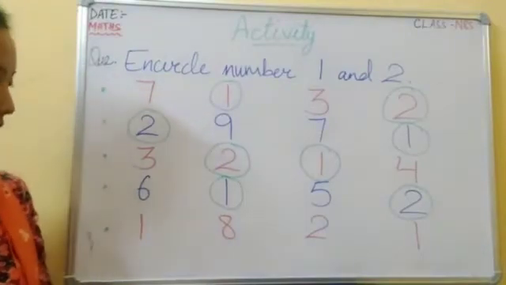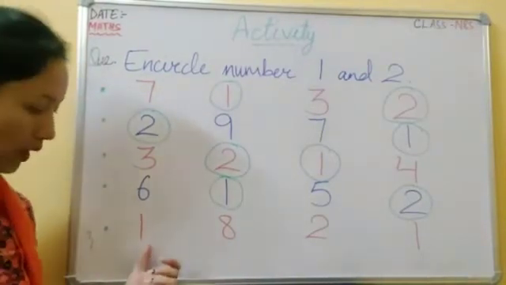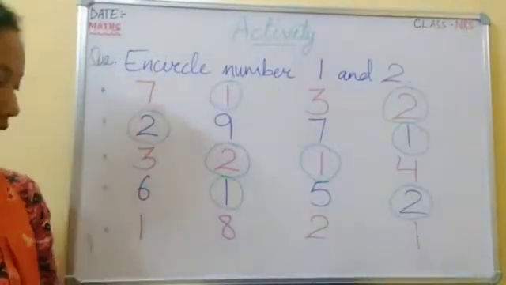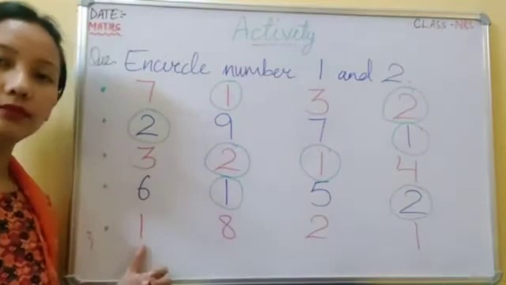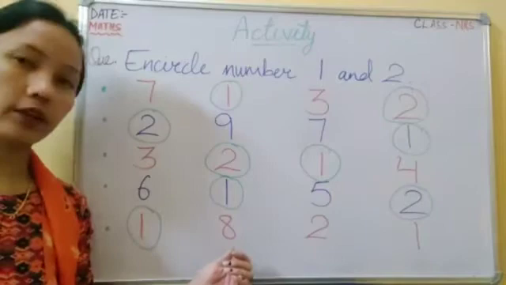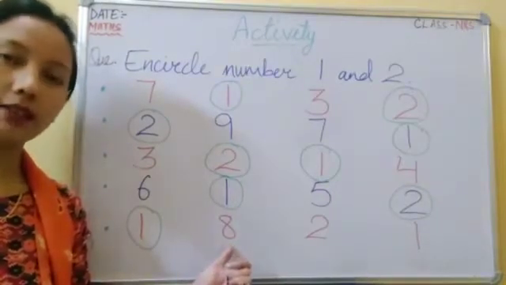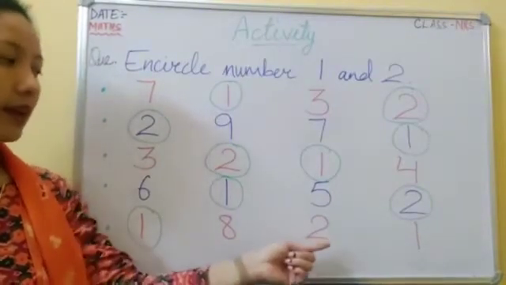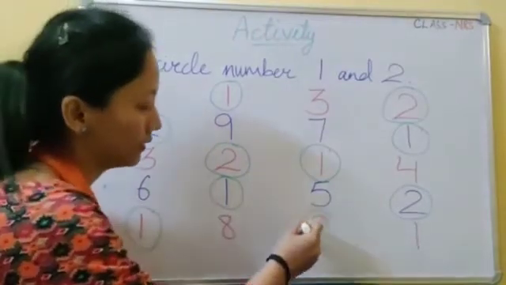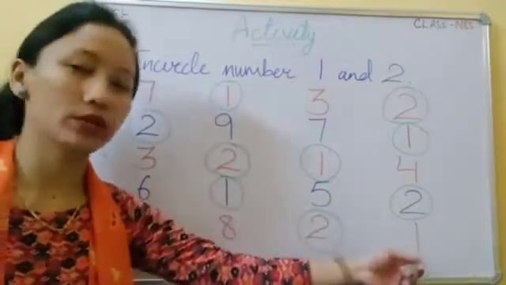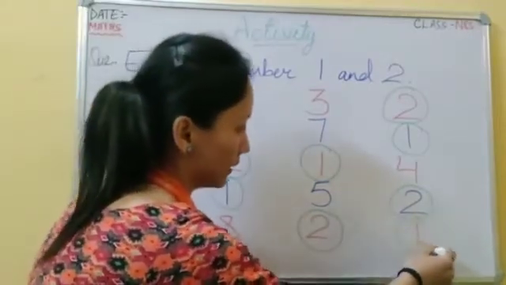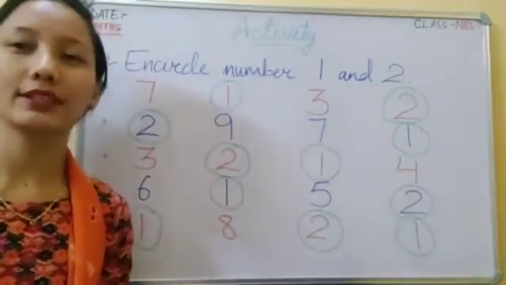Okay. And the last numbers we have 1, 8, 2, 1. Okay students. Now tell me, which number is this? Yes, 1. Encircle number 1. Can you recognize this number? This is number 8. Yes. Now tell me, which number is this? Yes, 2. Encircle it. And last, which number is this? Yes, 1. This also encircle it. Very good, students.